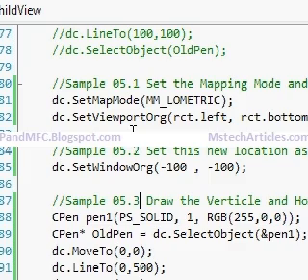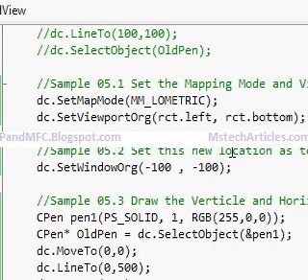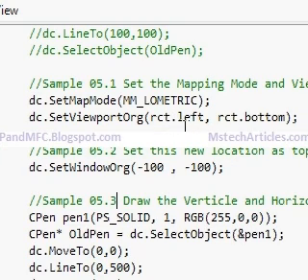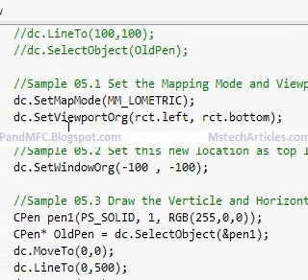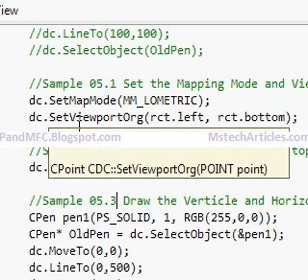Using SetViewportOrg, we are shifting the drawing area, the drawing origin, to the lower left corner of the client area. RCT.left specifies that the origin is on the left side, and RCT.bottom specifies that the origin is at the bottom of the client area. By combining these two, it is in the bottom left. The drawing origin is in the bottom left.